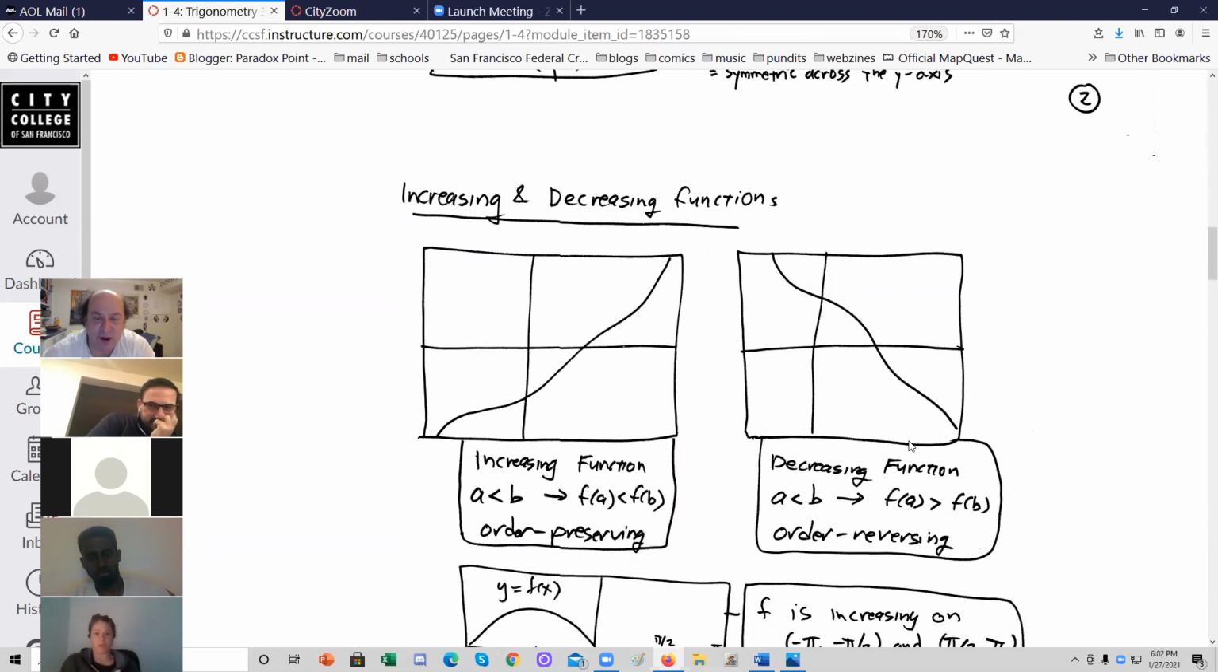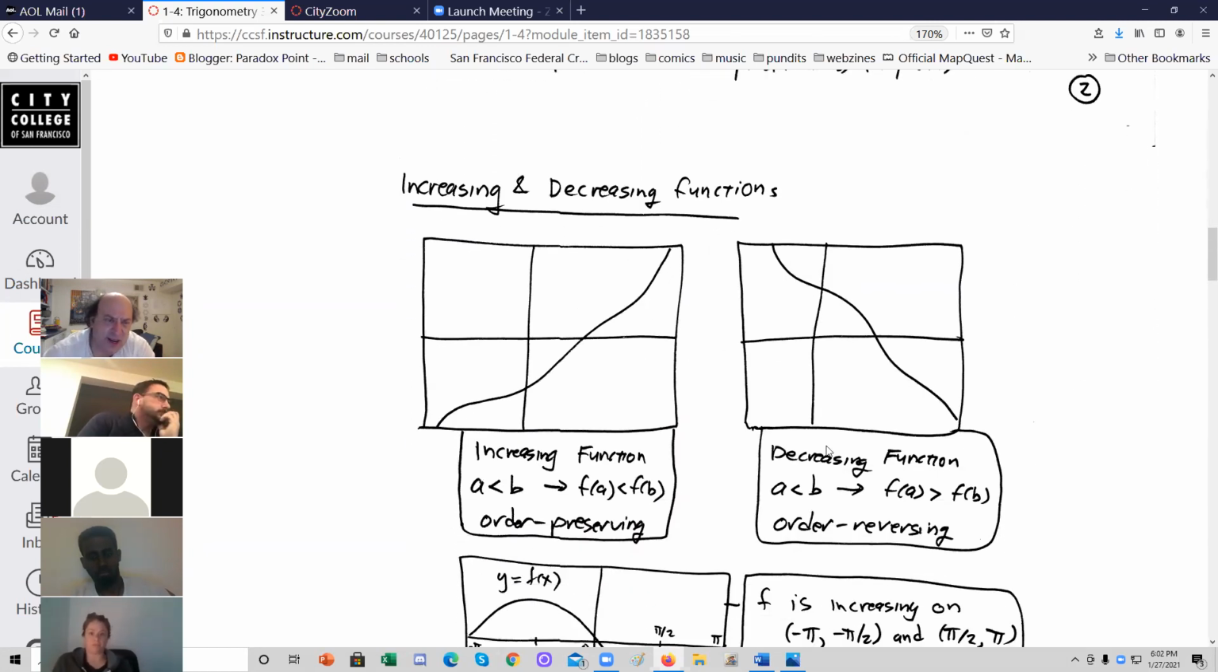Increasing or decreasing functions. I'm not a real fan of that name, actually. Here's the way it looks. An increasing function means that if you increase the input, you also increase the output. A less than B means that f of A is less than f of B. I actually prefer to think of this as order preserving. Less than turns into less than.